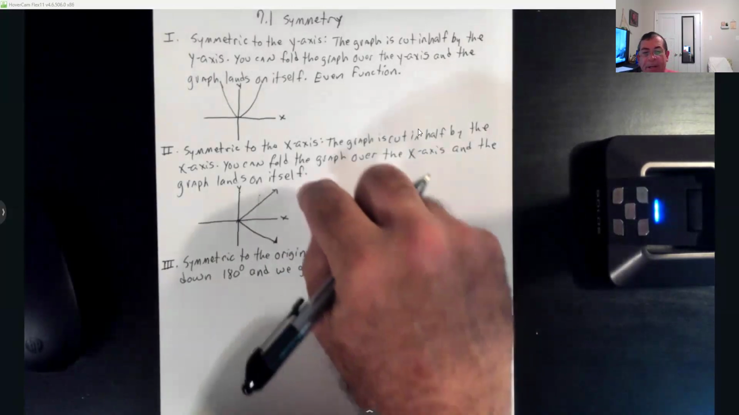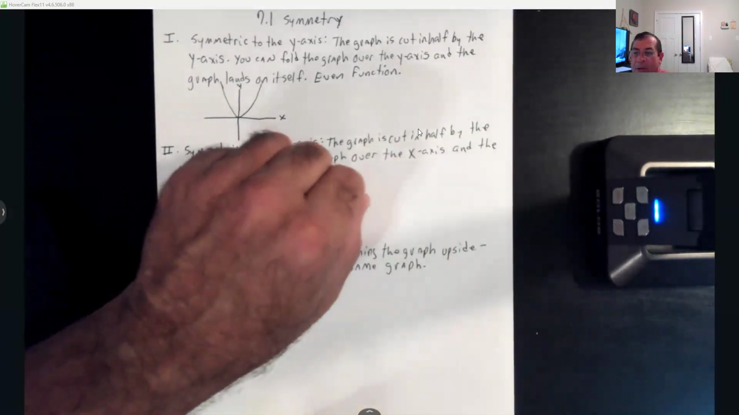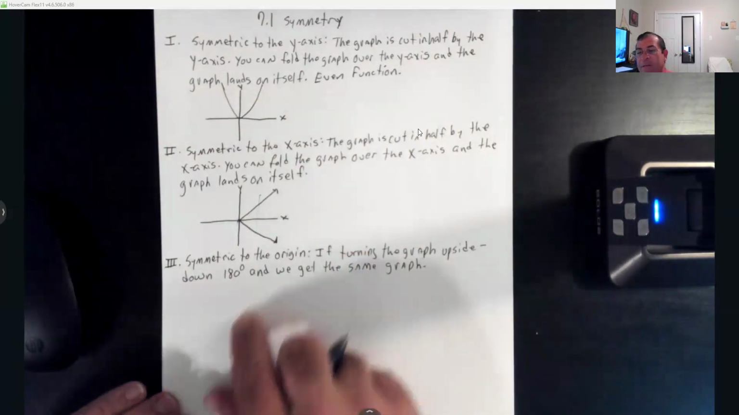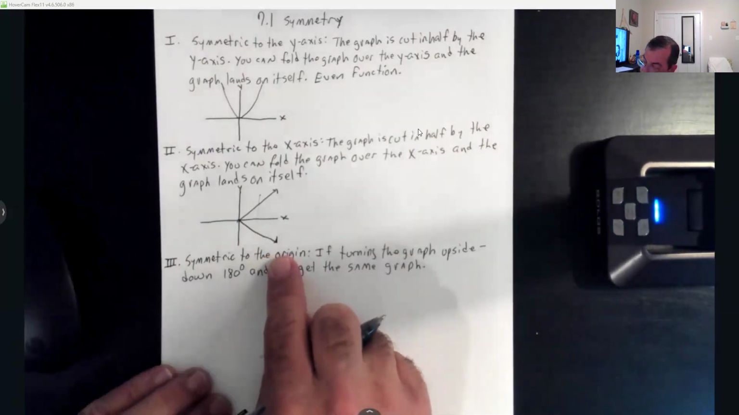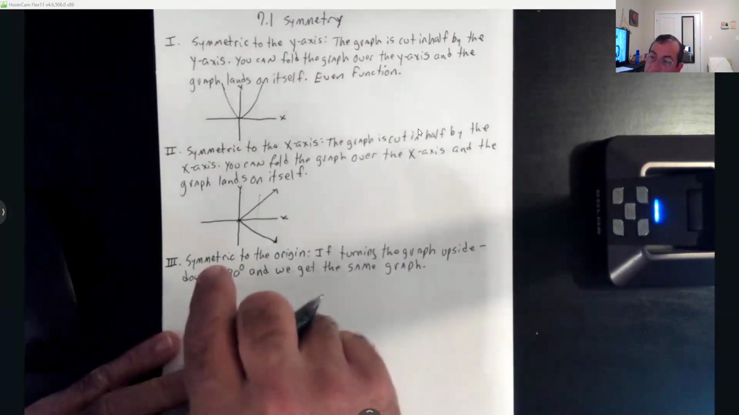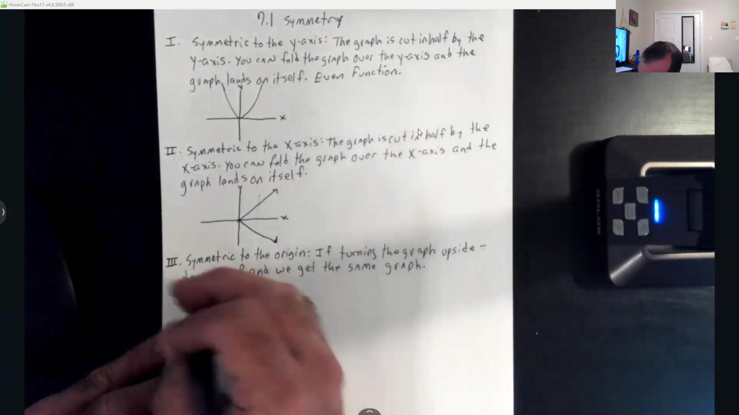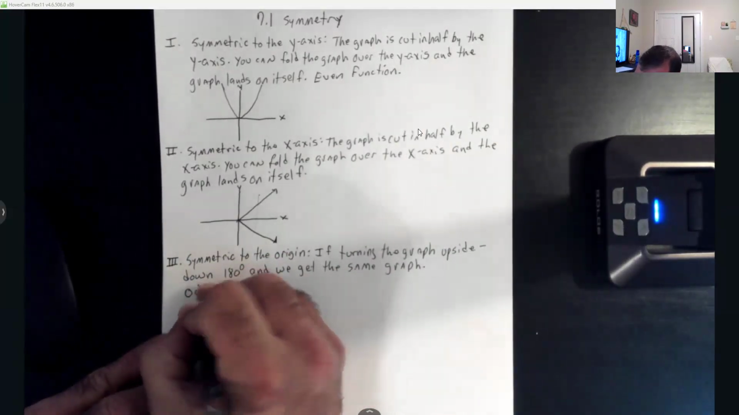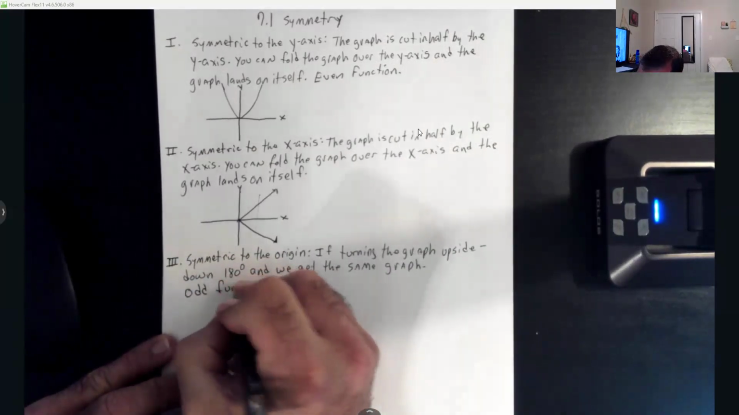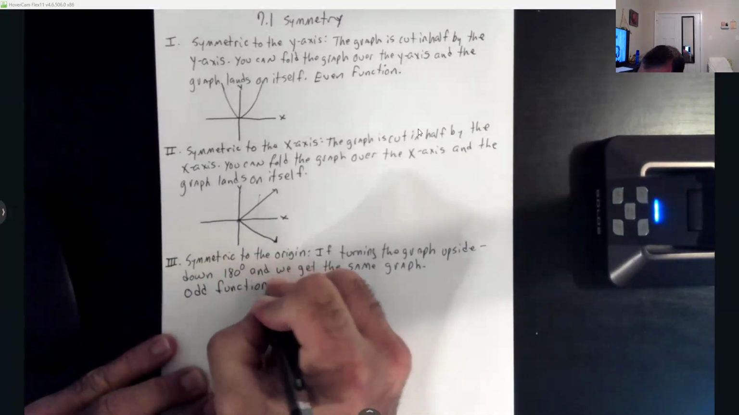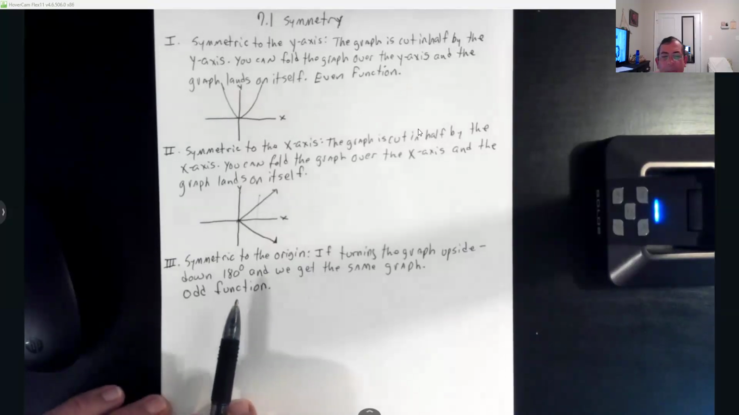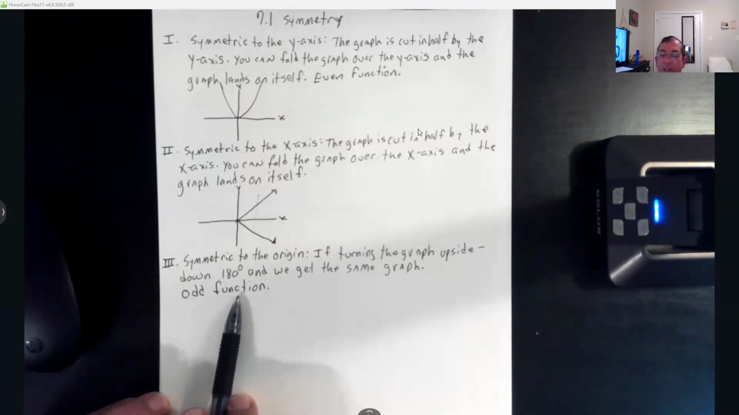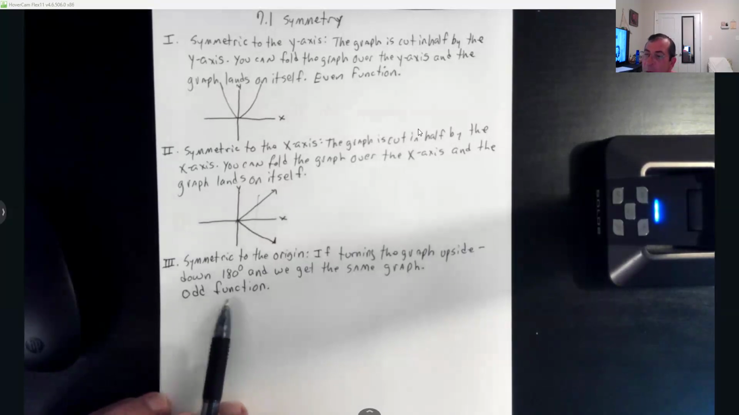Okay, so I'm going to take the graph and I'm going to turn the page 180 degrees. If I got the same graph, then it's symmetric to the origin. Now, if it's symmetric to the origin, we call these an odd function. And what that means is, to be symmetric to the origin, the largest exponent must be an odd number, okay?